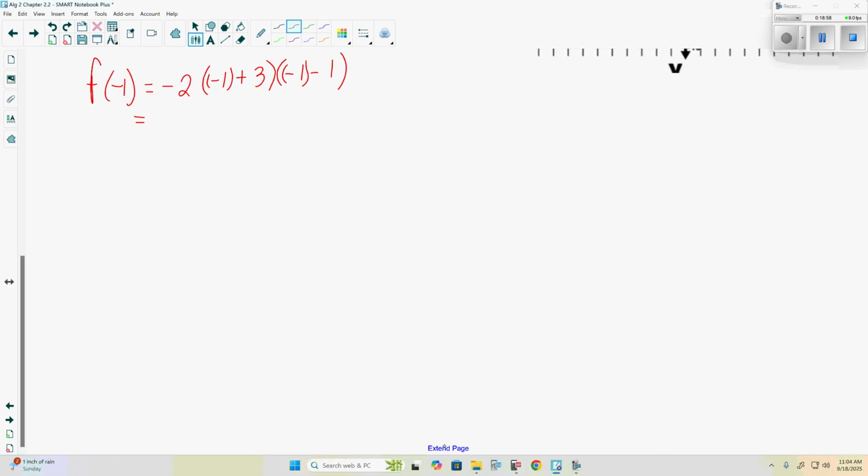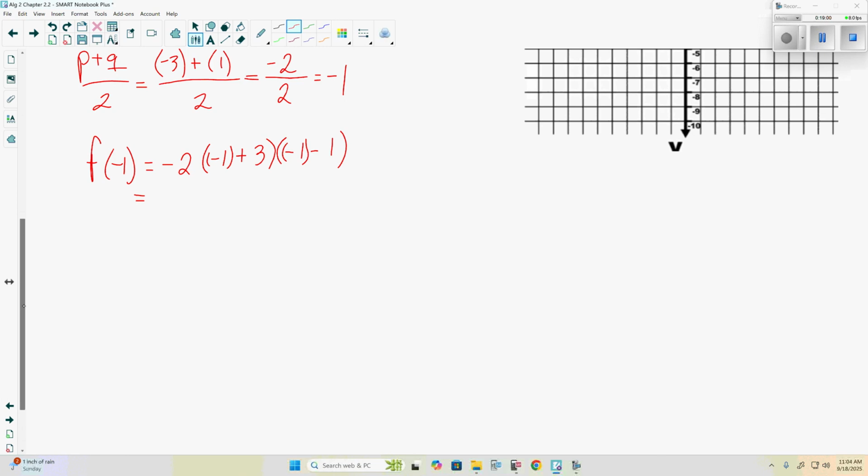And again, at this point, we can calculate these values. We're going to do what's inside the parentheses first. So our first one, -1 plus 3 is 2. Our second set of parentheses, -1 minus 1, is going to be -2. So what we're left with is -2 times 2 times -2.